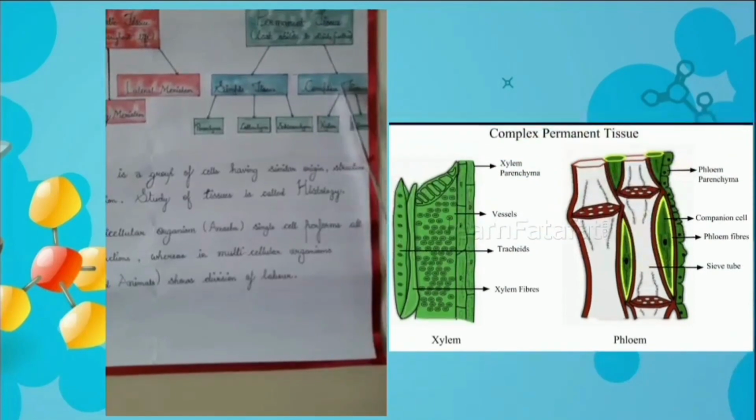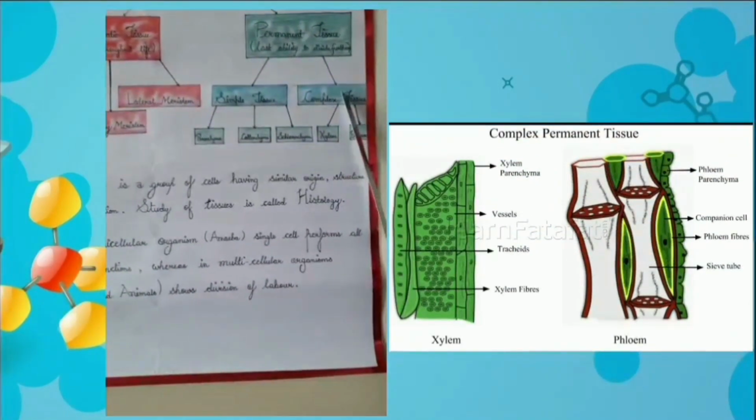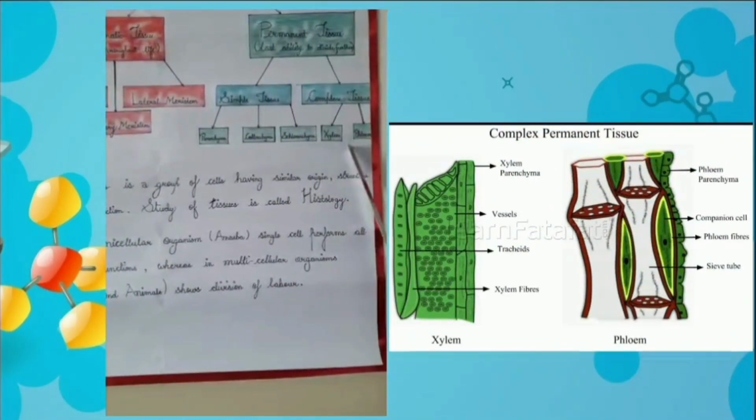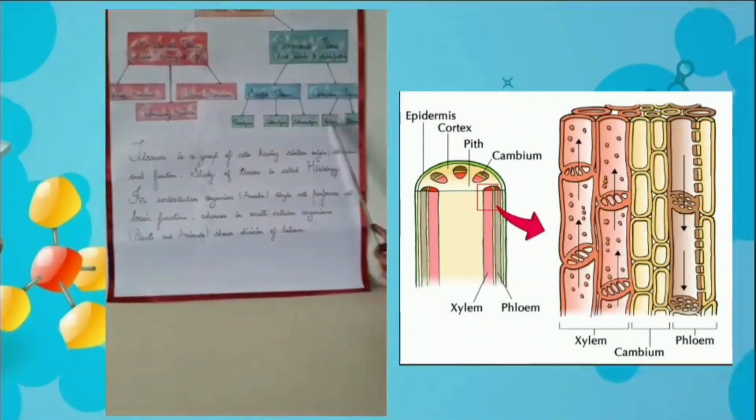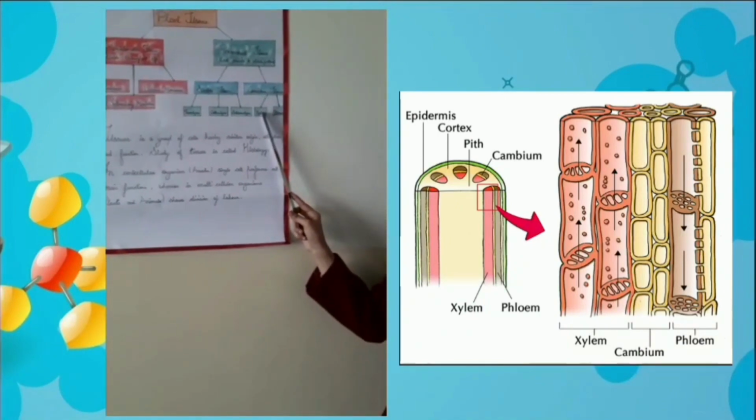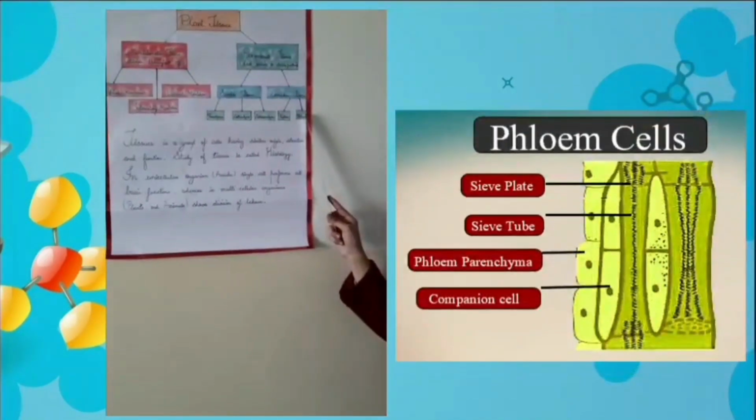They are made up of more than one type of cell. On the basis of this, they are of two types, xylem and phloem. Xylem is a complex permanent tissue which is responsible for conducting minerals and water to the plants, and phloem conducts food to the plants.